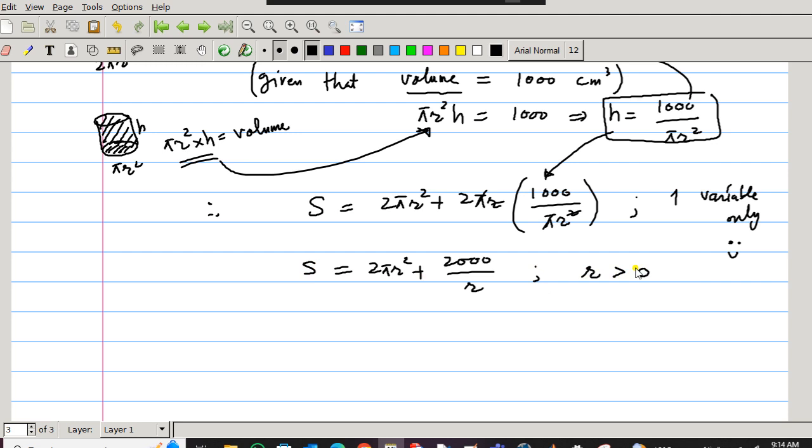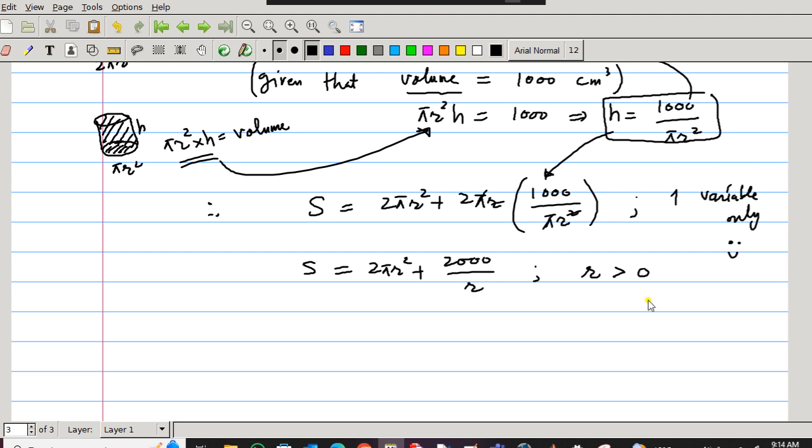You see, previously I included 0. I said if volume becomes 0, no problem, because they did not fix it. They said make the volume as large as possible. So we can start with 0 and make it as large. But now they are saying volume has to be 1 liter, 1000 centimeter cube. So I cannot take radius 0 now. So now radius has to be positive.